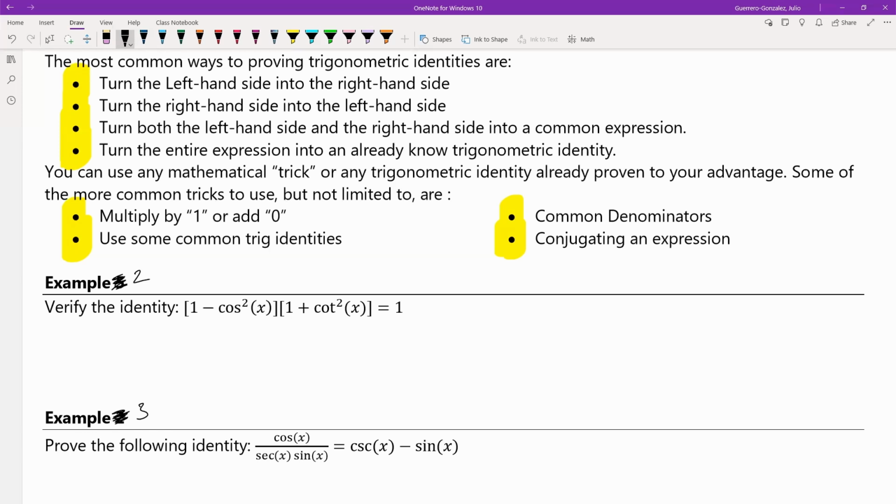Okay, so let me do this first one. I want to prove that this right here is equal to 1. Like I said, I can use any method I want. So here we go. And I think I'll leave this up here.